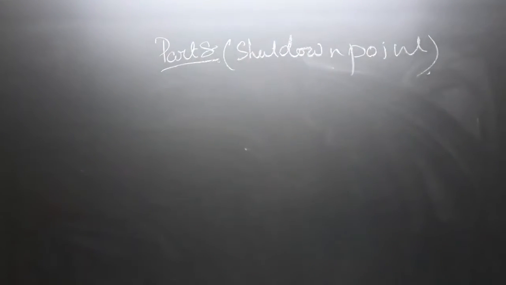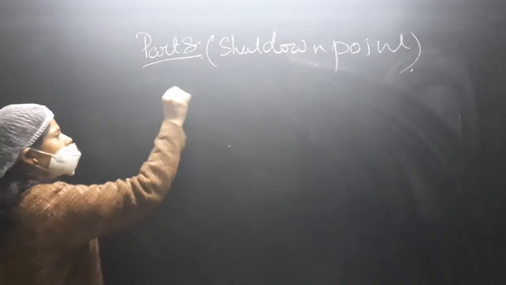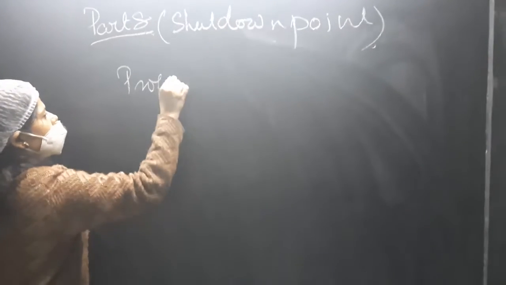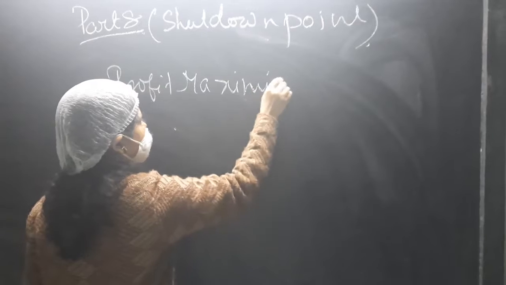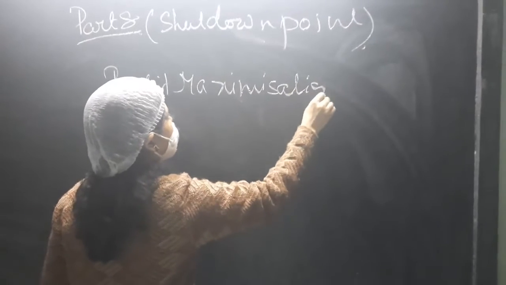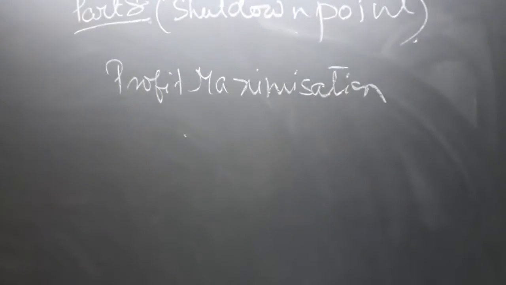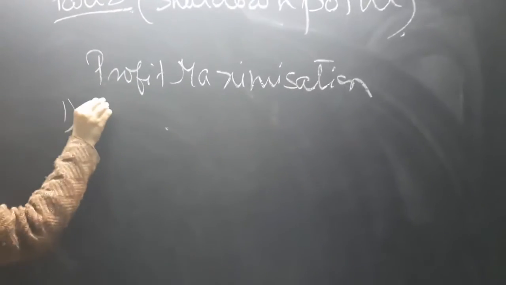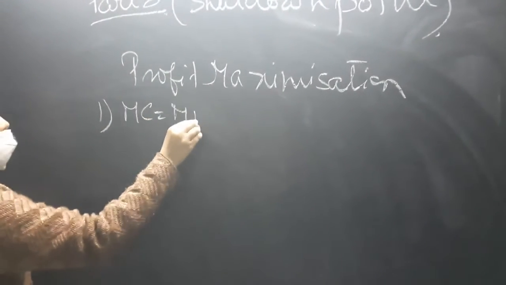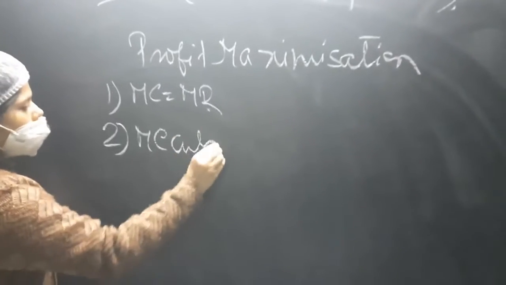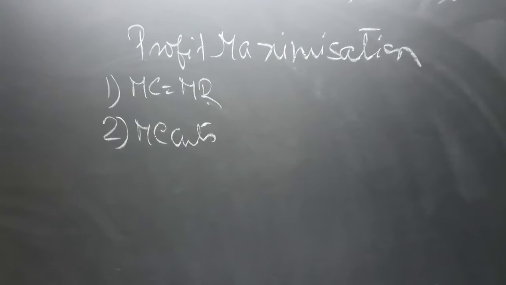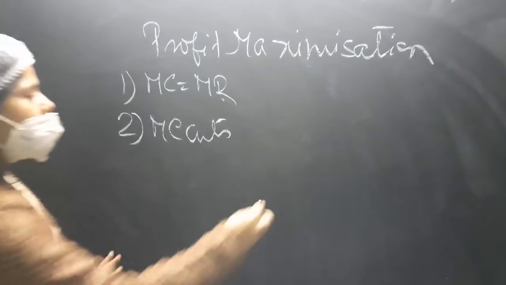Continuing with the market chapter, last class I talked about profit maximization. What is that? Profit will be maximized at the point where two conditions are fulfilled: MC equals MR, and MC cuts MR from below, so it should be upward rising. Clear?